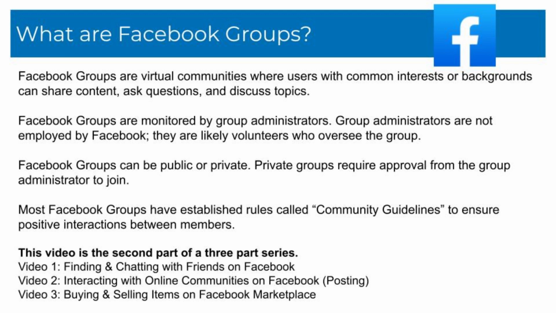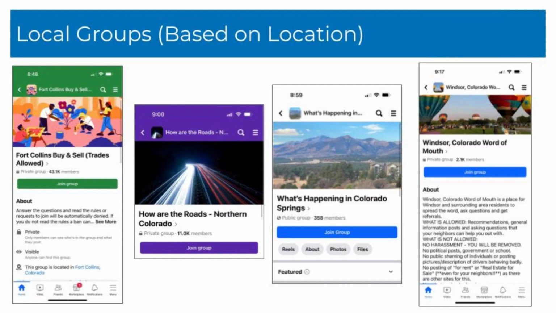Most Facebook groups have established rules called community guidelines to ensure positive interactions between members. When a rule is not followed, the group administrator can remove someone from the group. There are many different kinds of groups on Facebook. In the next few slides, I will provide different categories of online groups. The examples shown are a very small fraction of all different kinds of online communities on Facebook.